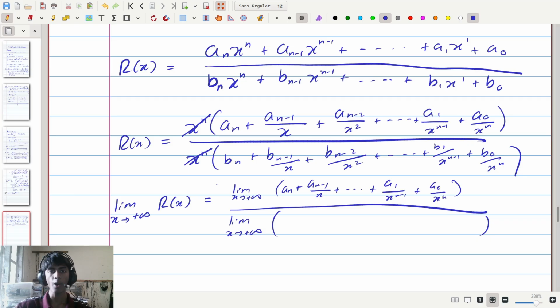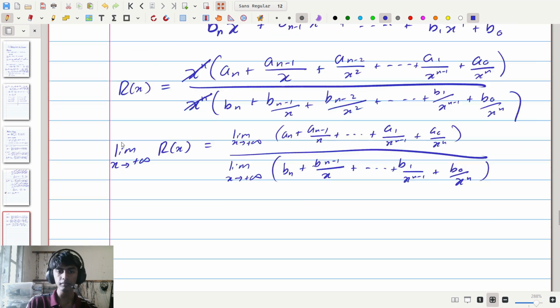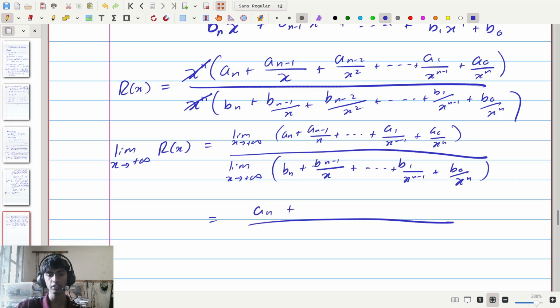the n. On the denominator what we have is b sub n plus b sub n minus 1 divided by x plus dot dot dot. Finally b sub 1 divided by x to the n minus 1 plus b sub 0 divided by x to the power of n. Now, taking the limits of the top and bottom here, on top we have just a constant of a sub n. So that thing is going to be left alone, it's going to be a sub n. Plus, and there's a bunch of stuff.